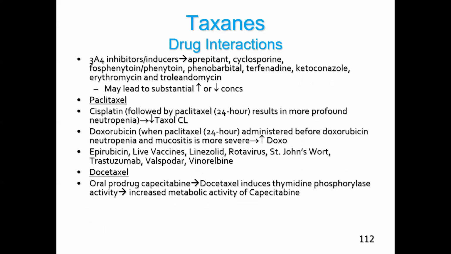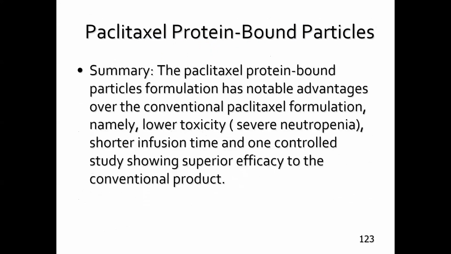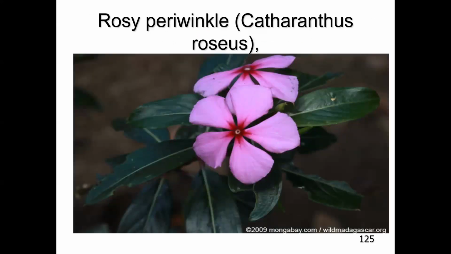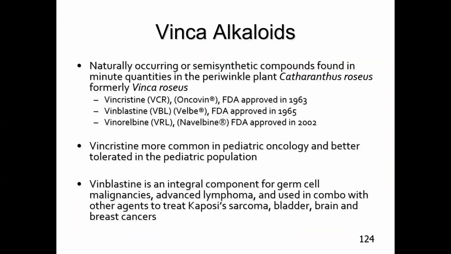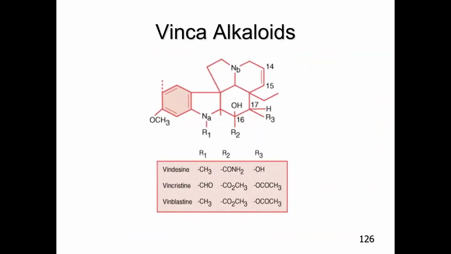And I'm not going to go through all of these or the drug interactions. Quickly want to go through the last class of drugs that we have, the Vinca Alkaloids. So these are naturally occurring semi-synthetics. These are some of the oldest drugs that we have, if we look all the way back to 1963. They come from the periwinkle plant, I believe from Madagascar. Originally, they were isolated. And this is just the structure.